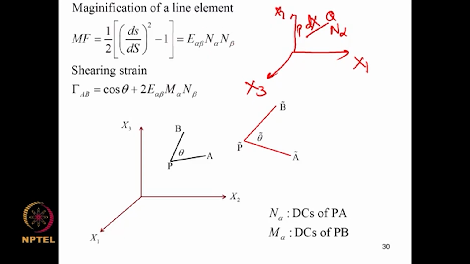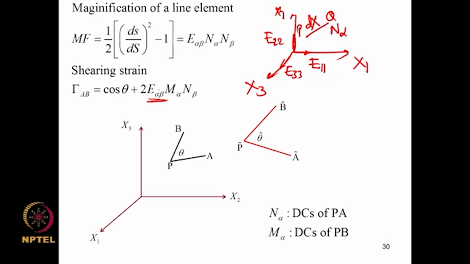So, the line segment that is lying along the x1 axis is magnified by the quantity E11, a line segment aligned with the x2 axis is magnified by E22, and a line segment along this is magnified by E33. Now, similarly, if you take two line segments which bear an angle theta before deformation and they deform to this configuration, we can show that a measure of shearing strain, which we have discussed in one of the previous lectures, is given by this, and the strain E appears here.